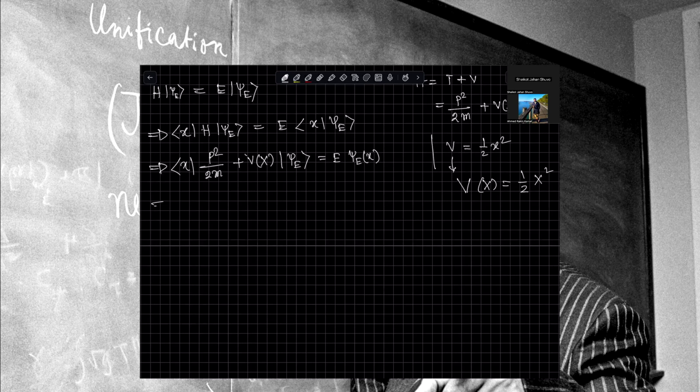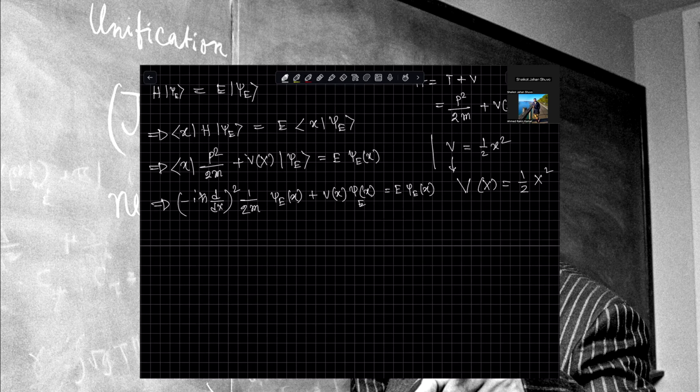Now, I'm going to do something over here, and I'll explain what I'm doing. So you have iħ d/dt of |ψ(t)⟩, whole squared, 1/2m, ψ_E(x), V(x). Small x means the number, or the position value, ψ_E of x, E times ψ_E of x.